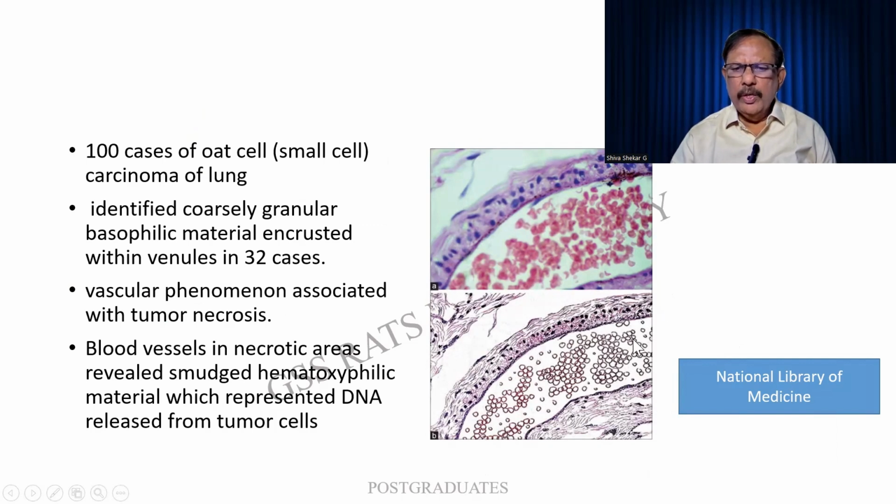This is a vascular lumen showing the RBCs, and the vessel wall is showing areas of basophilic material throughout. It's clear? And it is associated with tumor necrosis. The other points have been mentioned. Thanks to the National Library of Medicine for this.